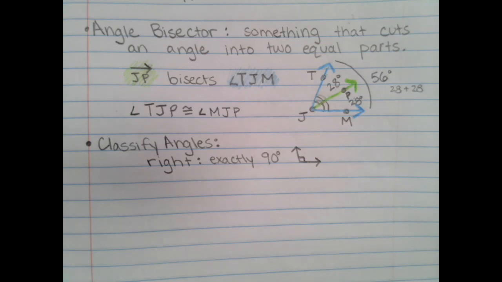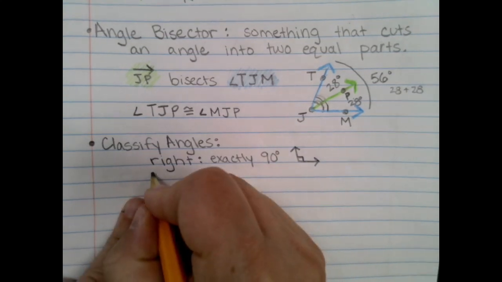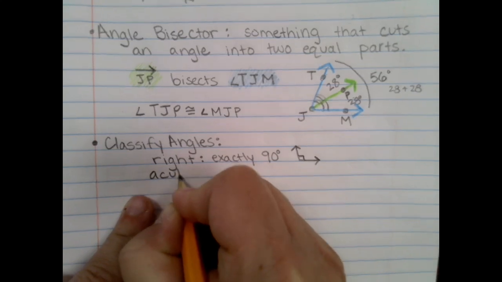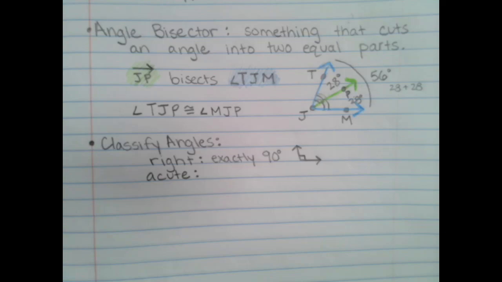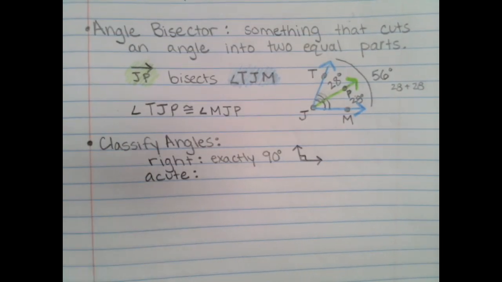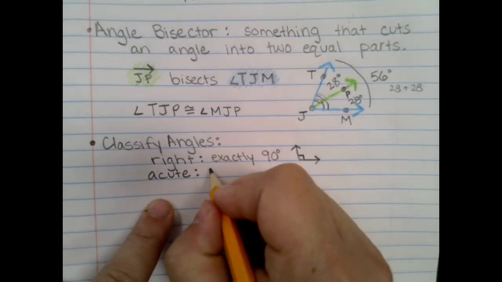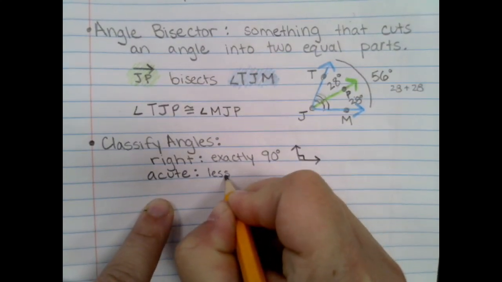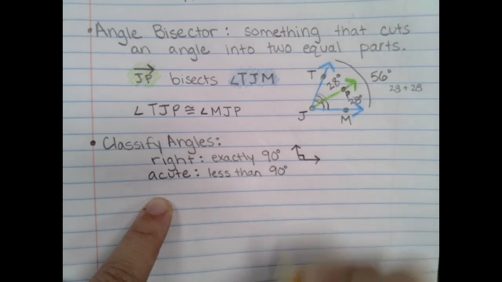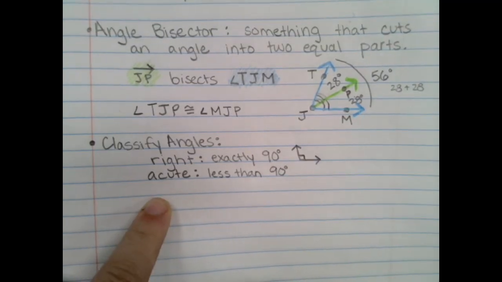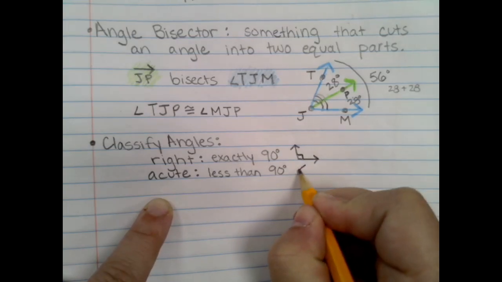If it's not right, it could be acute. Does anyone remember what is acute? Smaller than 90, good, or less than 90? Okay, so we're doing a smaller angle.